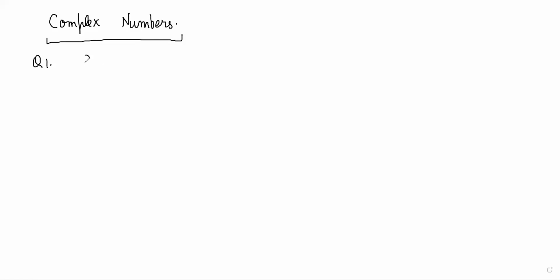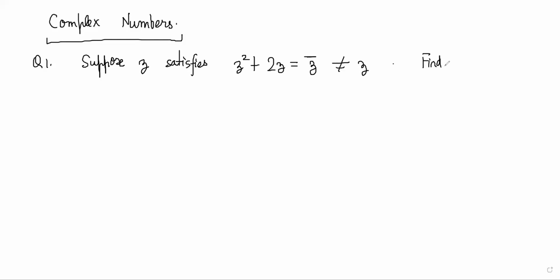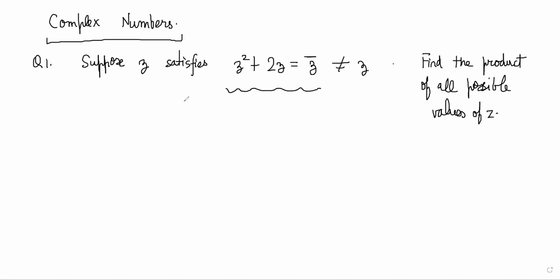So the question is, suppose complex number z satisfies z square plus 2z is equal to z conjugate and not equal to z, right? We have to find the product of all possible values of z. We start off with an easy one. Here we are just going to use this condition.